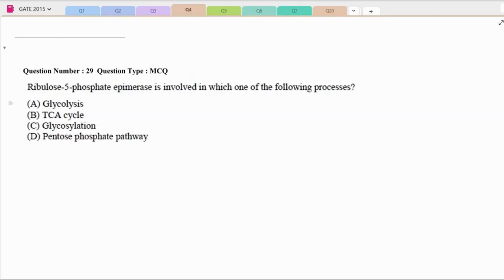Ribulose 5-phosphate epimerase is involved in which one of the following processes? The answer is pretty simple. It is the pentose phosphate pathway. If you look at the other three options, glycolysis, TCA cycle, and glycosylation, this enzyme is not involved, and it is the pentose phosphate pathway that uses ribulose 5-phosphate epimerase in one of its reactions. So the correct answer here is the pentose phosphate pathway. This is a pretty easy question to answer. Moving on to the next question.